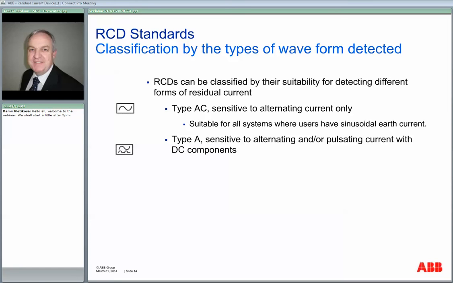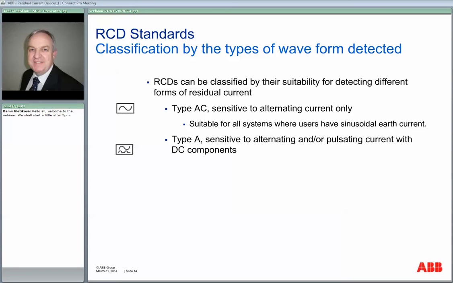The next step is a Type A. There's a minor difference in the Australian and New Zealand versions of AS3000. AS3000 is actually AS/NZS. In New Zealand, they have set a minimum standard for a Type A RCD in all applications. For Australia, we are allowed to use the Type AC still.